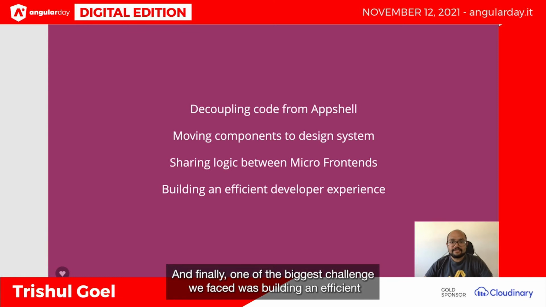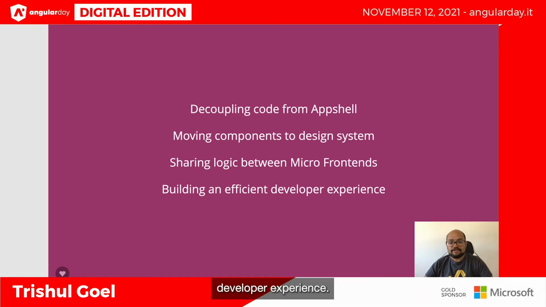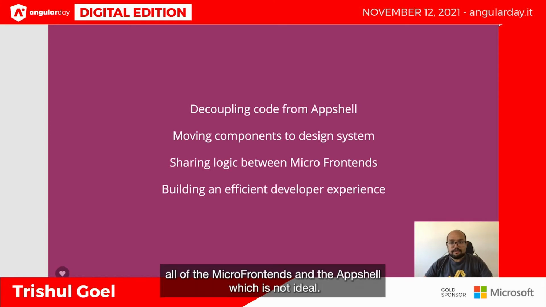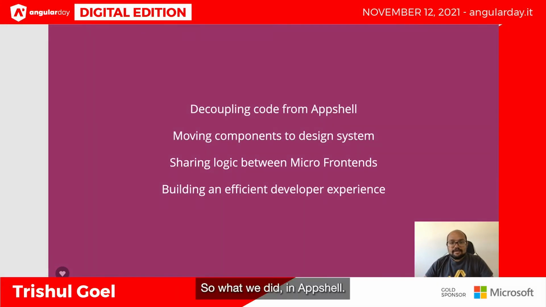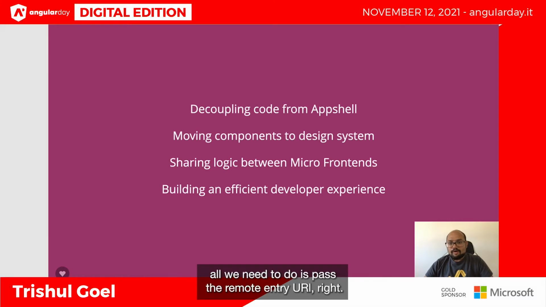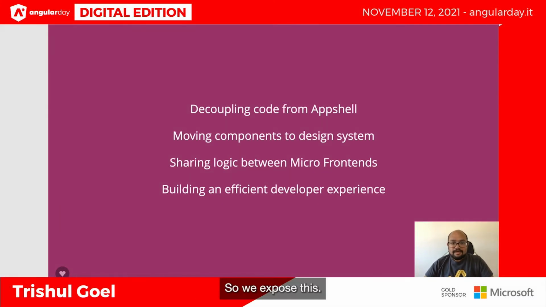And finally, one of the biggest challenges we faced was building an efficient developer experience. To run the micro frontend system on our local systems, we had to run all of the micro frontends and the app shell, which is not ideal. So in Appshell, we expose the URLs of micro frontends as environment variables. All we need to do is pass the remote entry URL. We expose custom environment variables and use those variables to pass these URLs.